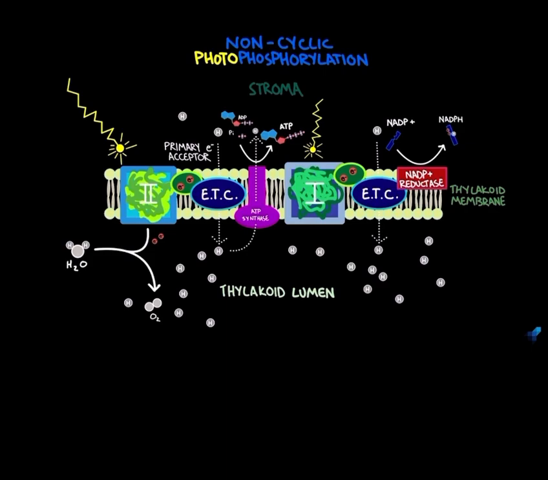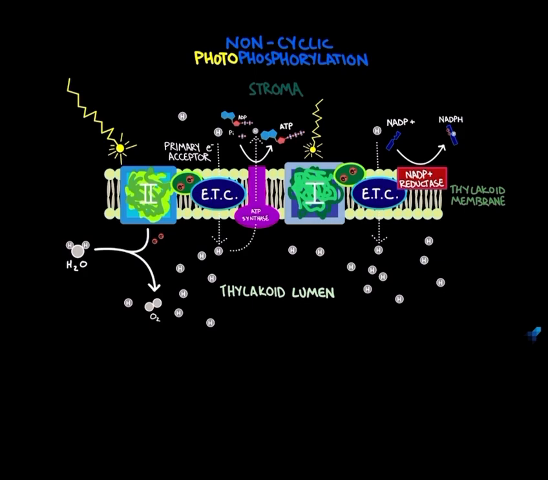Okay, so here's the process of the light-dependent reactions, also called non-cyclic photophosphorylation, and you're going to understand why it's called that in a second. Here we have the thylakoid membrane, the stroma, and the thylakoid lumen. And here are our photosystems, photosystem 2 and photosystem 1. Water is first split by photosystem 2. Remember, photosystem 2 comes first in this process.